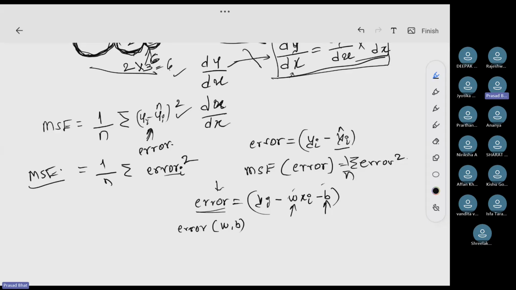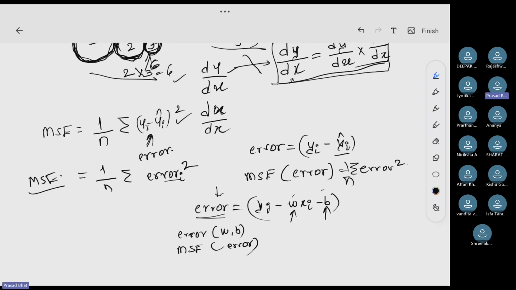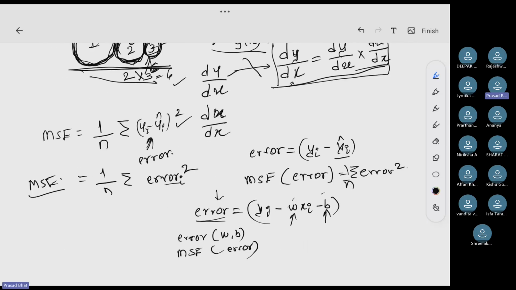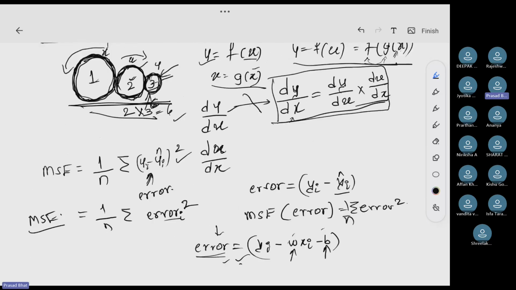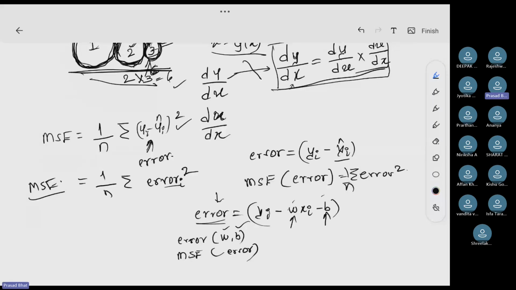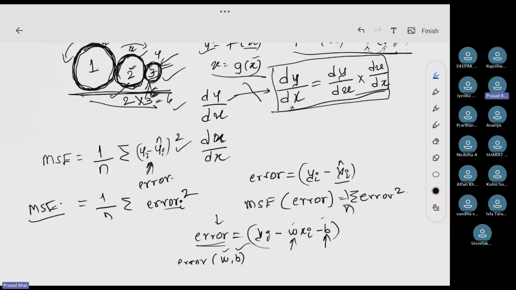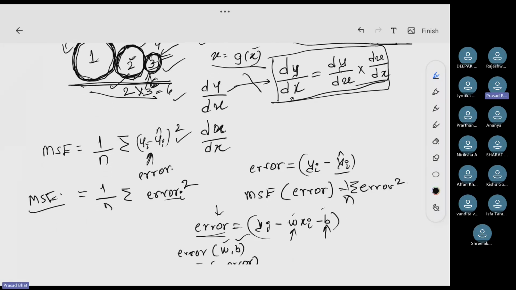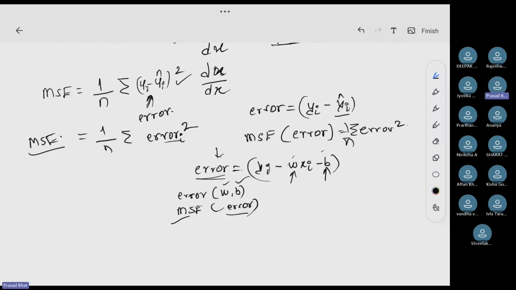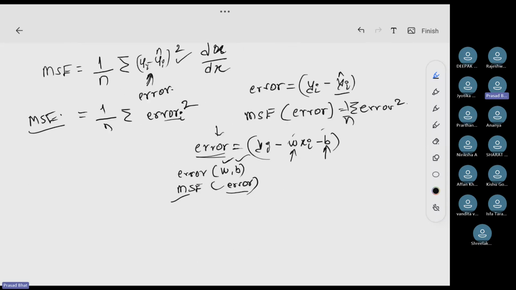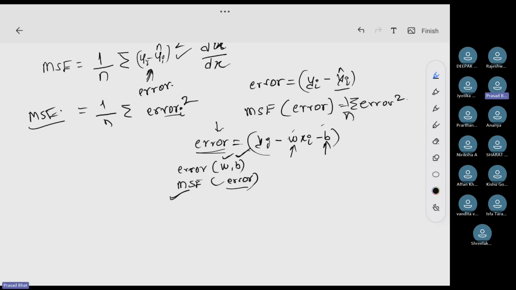Okay. And MSE is a function of error. If you connect it with this analogy, right? Wheel number 1 are w and b, and error is wheel 2 and MSE is wheel 3. How this one rotation is going to affect 3 is our requirement. That is what we will do here. How w and b will affect my MSE, right? And to do this, we apply the chain rule.